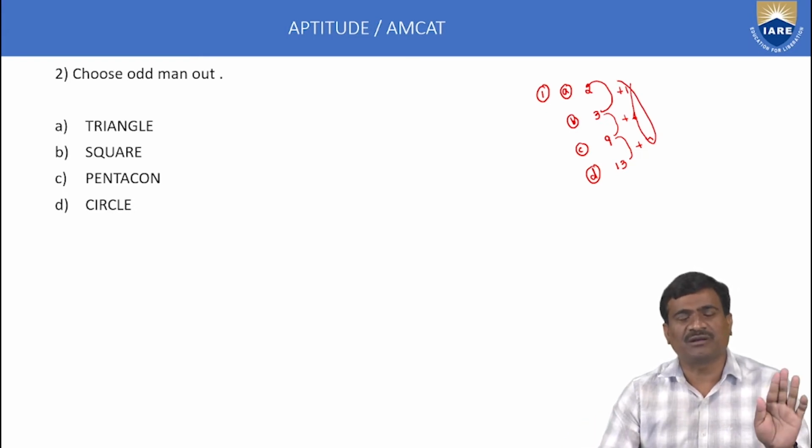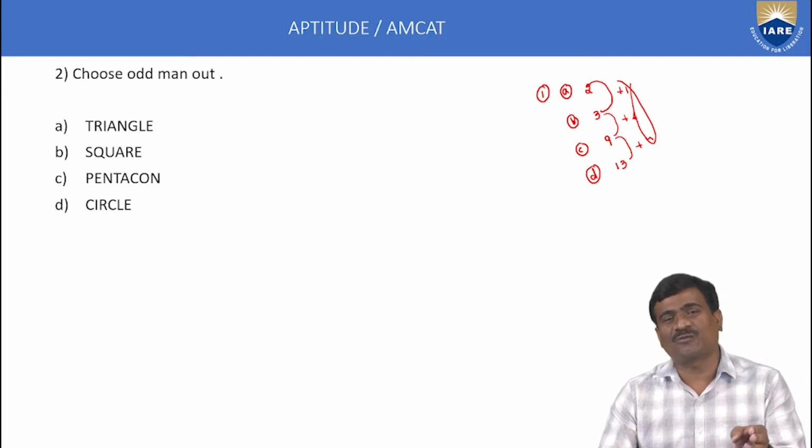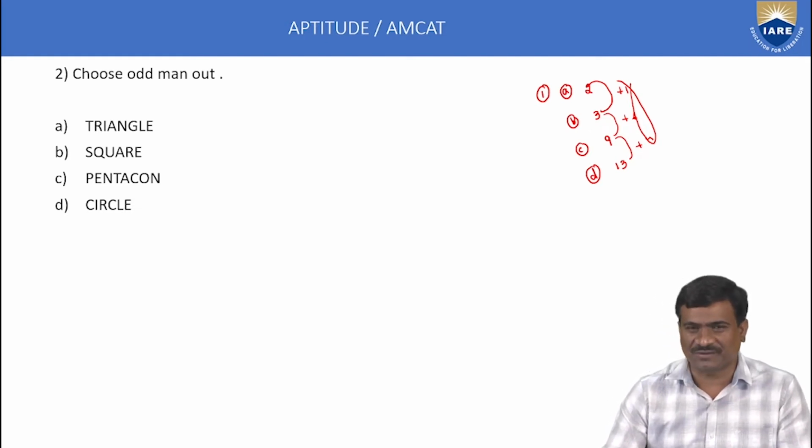Option is nothing but one type. Option is nothing but an answer. Four answers are given. Three answers follow the same logic. One option does not follow that logic. That is called odd man out.